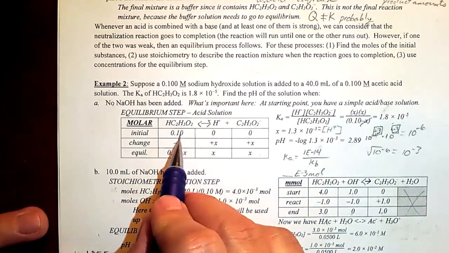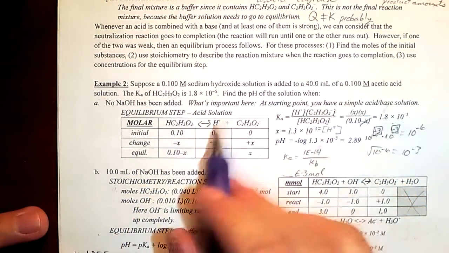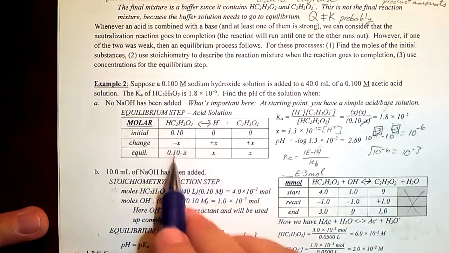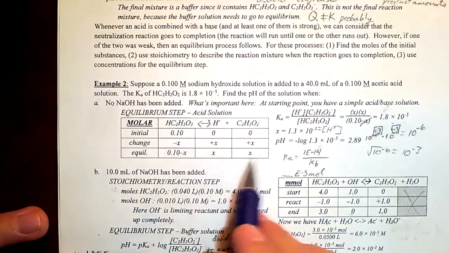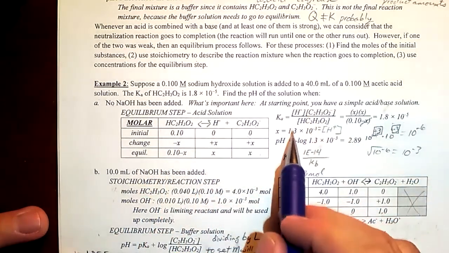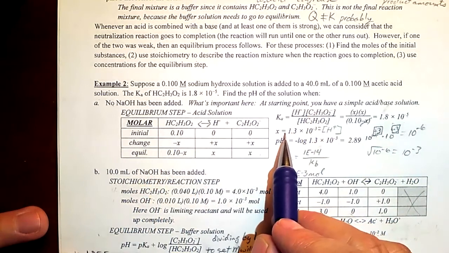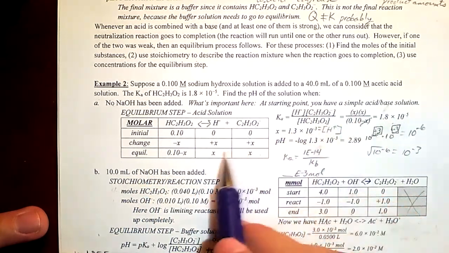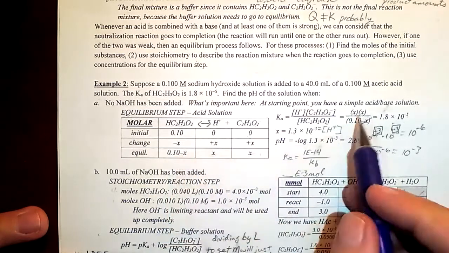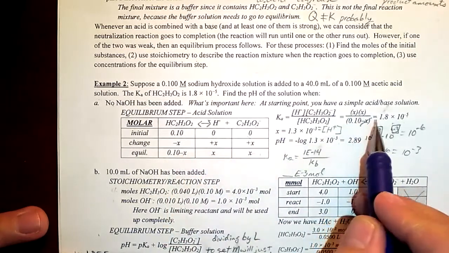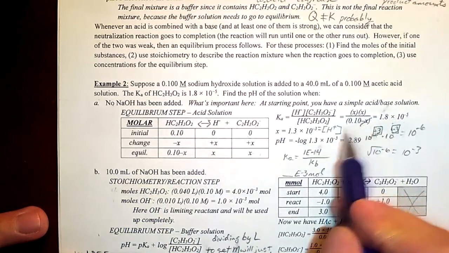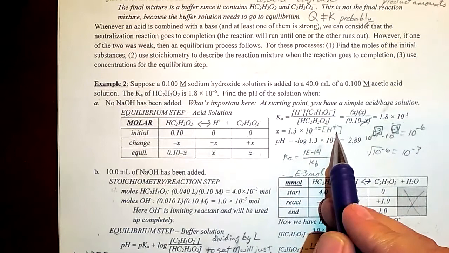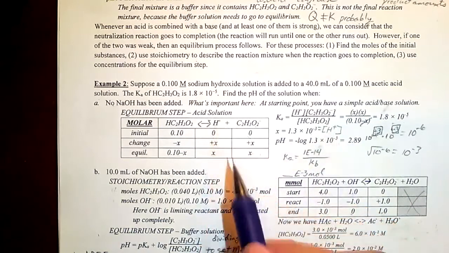So this is going to start off at 0.1. We have none of this and none of this. We lose some, we gain exactly the same amounts. We lost this and we gained that. So Ka is 1.8 e negative 5, and it's equal to products over reactants, all to the first power, except that Ka is small enough I can cross out x, and we generate x, which is H plus. Notice it's H plus, and I wanted pH, right?